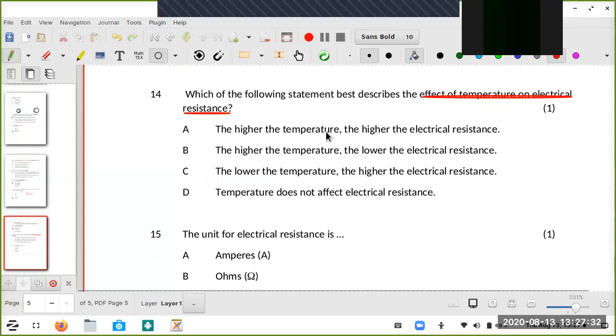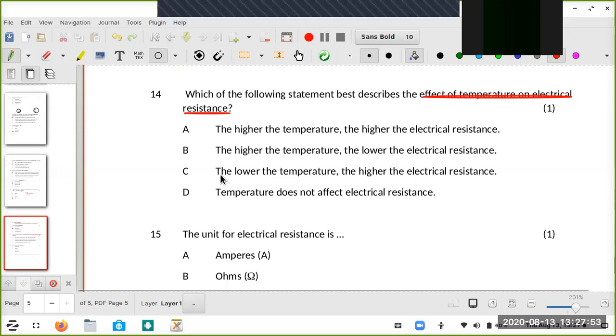A, high temperature, a higher electrical resistance. This is correct. Check option B. High temperature, low electrical resistance. This one is out, right? High temperature, high resistance, but here it's low, which is wrong.